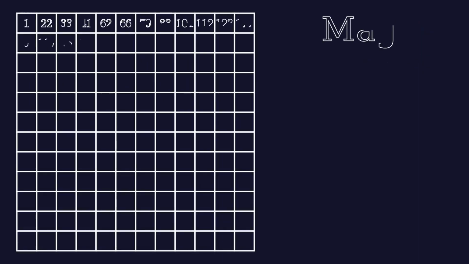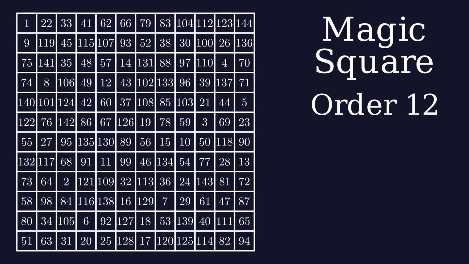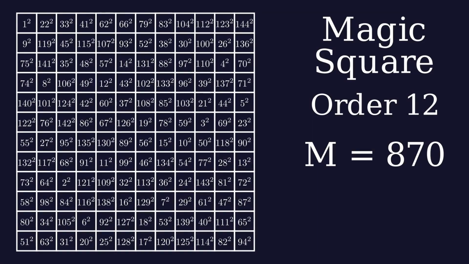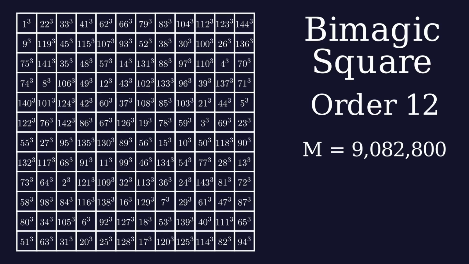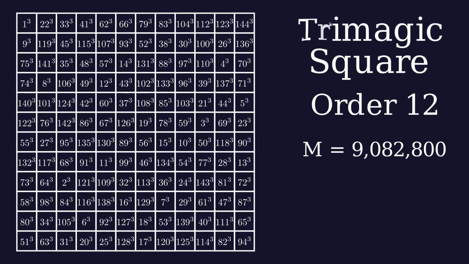Now consider a magic square of order 12, with a magic constant of 870. When the numbers in this square are squared, it remains a magic square with a magic constant of 83,810. Remarkably, if the numbers are raised to the power of 3, the square also remains magic with a magic constant of 9,082,800. This square is referred to as a tri-magic square.